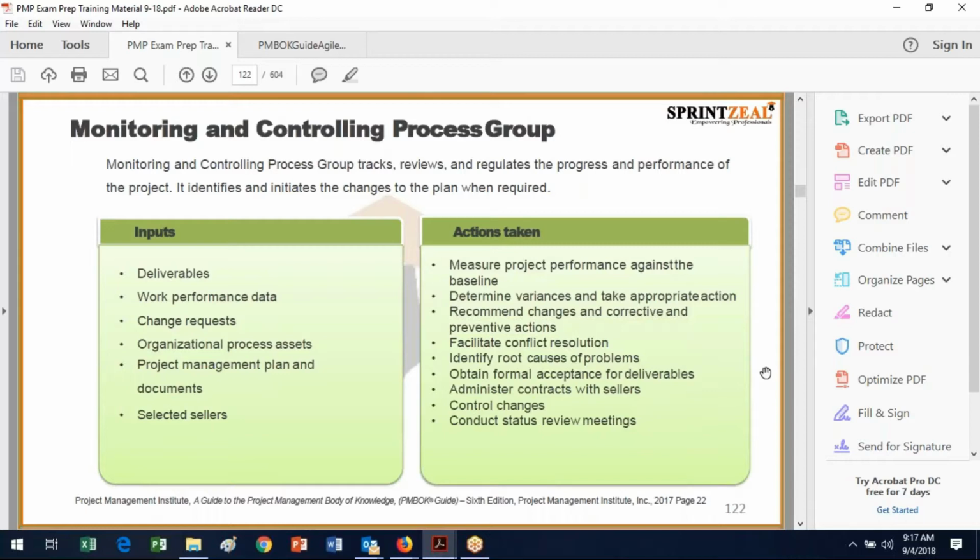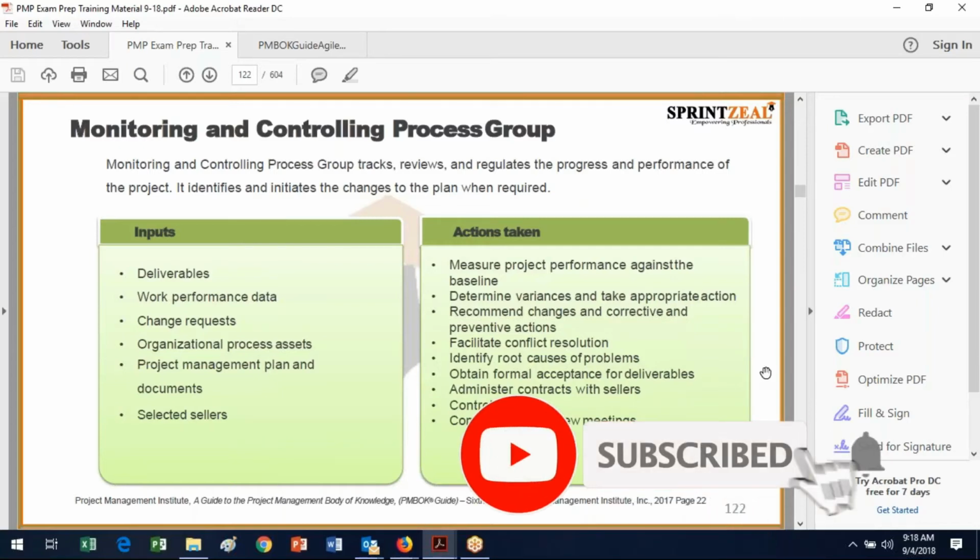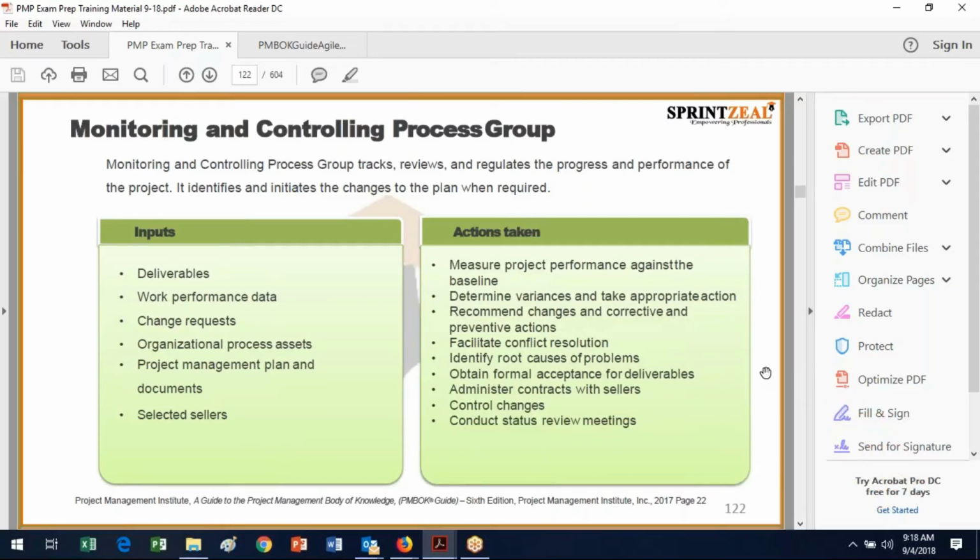And if you could mark on this PDF, I would say underline and bold and highlight that, because PMI is very concerned with getting to the root cause of a problem as quickly as possible and solving the right problem. In other words, getting to the heart of the matter and getting it fixed, and fixed for all times. Not just putting a Band-Aid on it and moving on. Again, obtaining formal acceptance for deliverables, administering contracts, controlling changes. And again, changes have to be very carefully controlled so that the project charter is still in force and you're still within the realm of the project that project charter describes. And then conducting status review meetings.